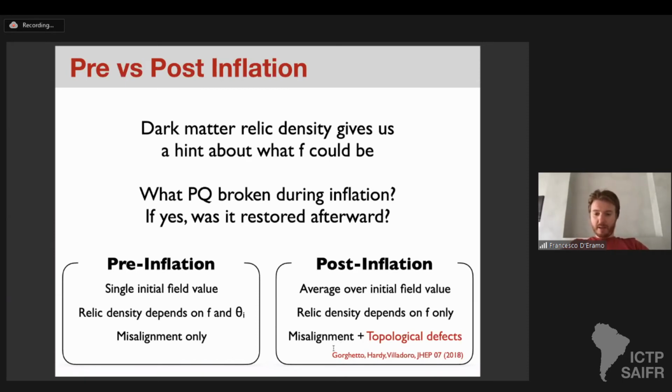And there is a recent study by Giovanni and collaborators that quantified the fact that there are large theoretical uncertainties to this contribution. So once you add also these contributions on top of the misalignment, then it's not clear what value of F will give you the right abundance, because there is a large theoretical uncertainty associated to the contribution of these topological defects.